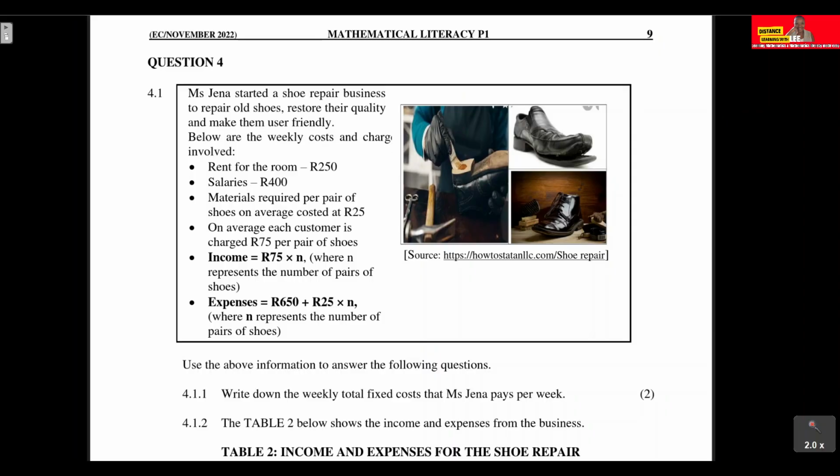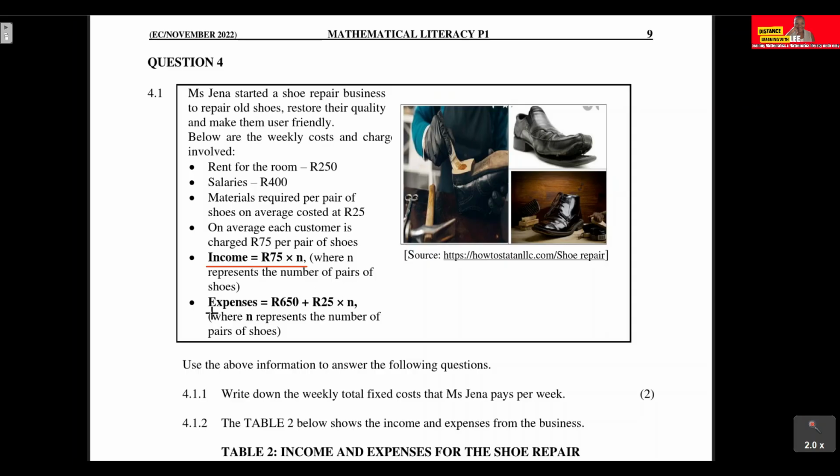She rents a room and that costs her 250 rand. She pays salaries that cost her 400 rand. The materials that are required per pair of shoes on average cost her 25 rand. And on average each customer is charged 75 rand per pair of shoes. Then we're given the formula that we can use to calculate the income that Miss Gina makes from her business, where the letter N represents the number of pairs of shoes.